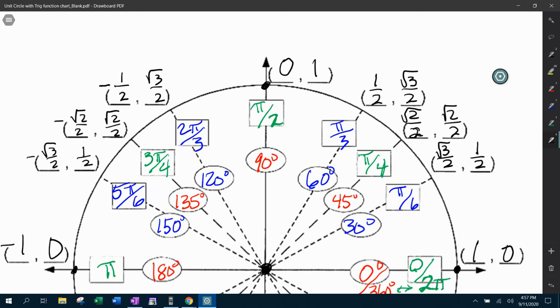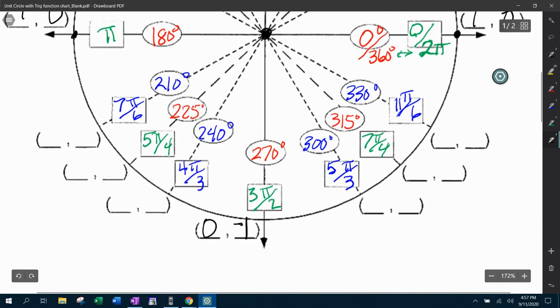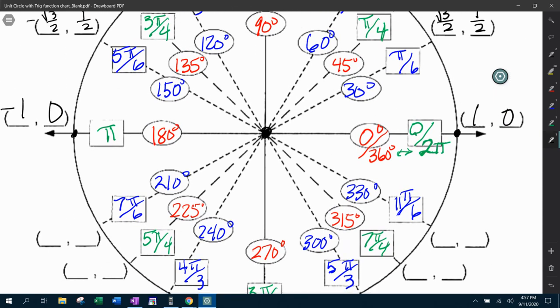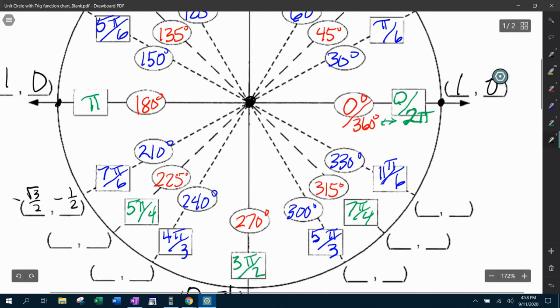So far, so good. Now, we can get the bottom half, the third and the fourth quadrants, by mapping up and down. Okay? So the ordered pair at 150 is going to correspond to the ordered pair at 210. Negative square root of 3 over 2, negative 1/2. Since we're in the third quadrant, both x and y are negative.